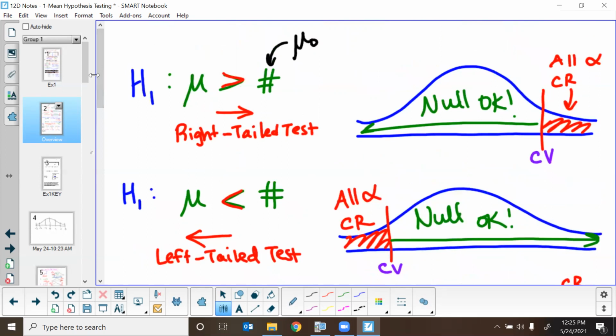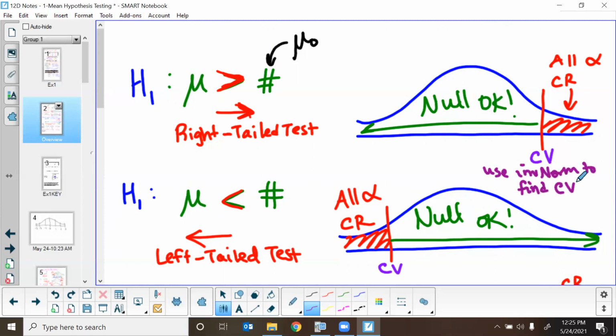So let's take a look at these one at a time. Remember that if your population average is greater than some number, it's your alternate hypothesis, that's like a right arrow. So this part of the inequality is like this part of the arrow pointing to the right. That means all of your alpha is on the right for your critical region. And remember that we use inverse norm to find our critical value.